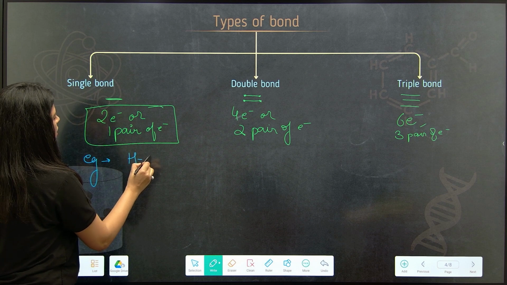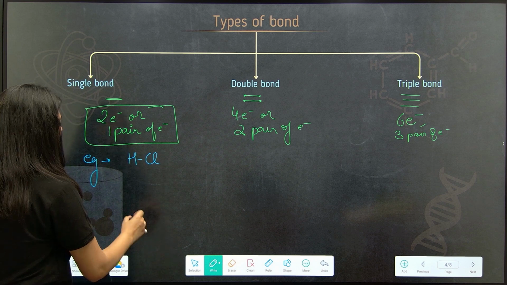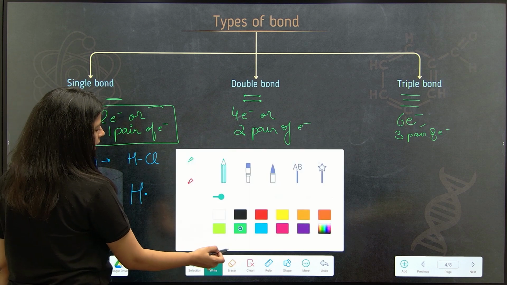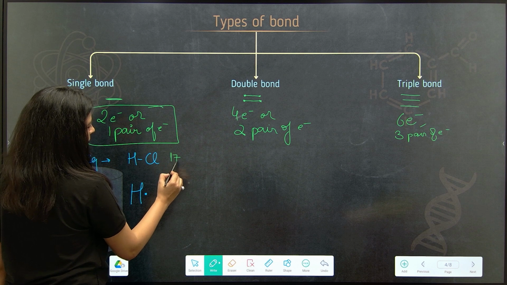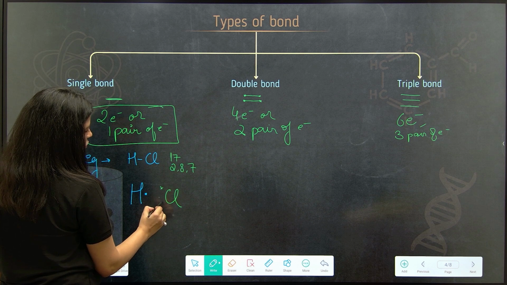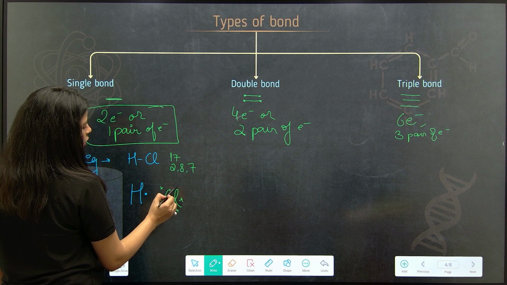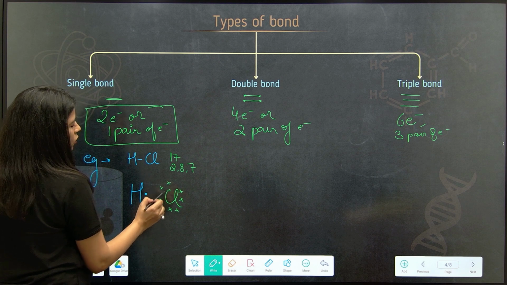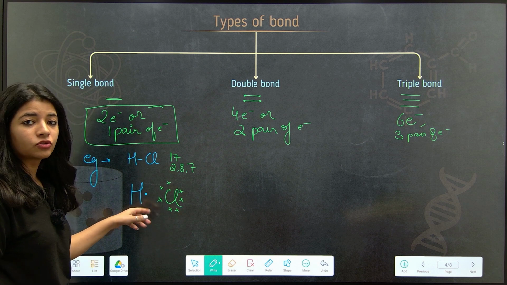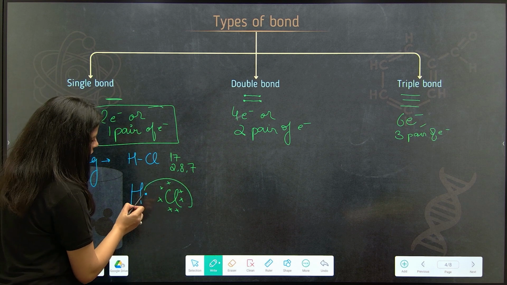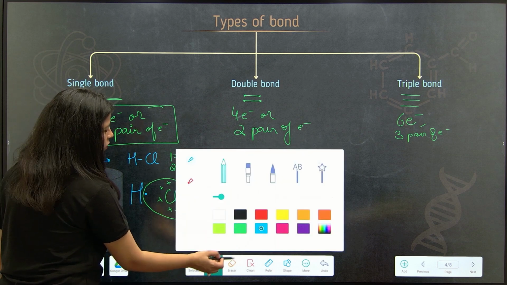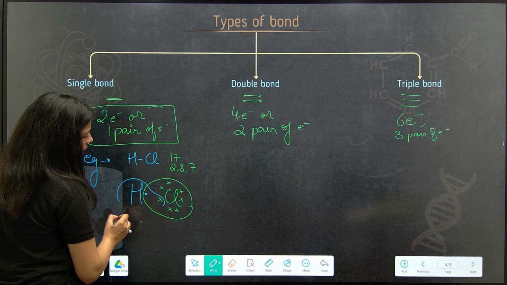Let's say HCl. So what happens? Hydrogen has 1 electron in its outermost shell, and how many does chlorine have? Chlorine's atomic number is 17, electronic configuration is 2, 8, 7. So let me draw 7 electrons here. How many electrons does chlorine need to fully fill its outermost shell? It needs 1 more. So it will share the hydrogen electron to complete its octet. So this is how it's going to get stabilized, right? And how is hydrogen going to get stable? It will take just 1 electron from chlorine.